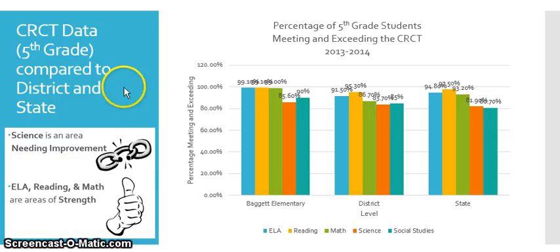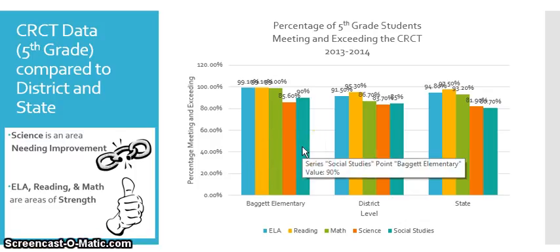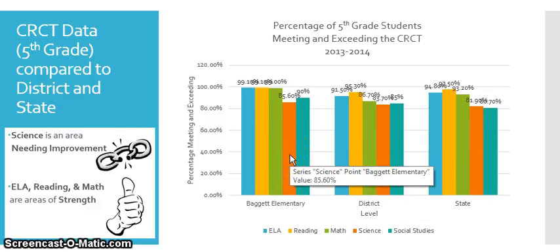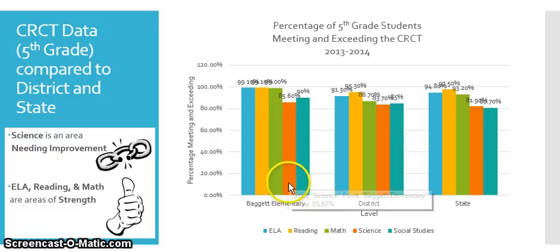Our fifth grade students really performed well over the past 3 years, but especially in year 3. You can see that our English language arts was at 99%, our reading was at 99%, our math was at 99%, and then our social studies at 90, and science, again being the lowest, at 85%. We are above that of the district and state with our fifth grade scores, but science, once again, is an area that could use some improvement.